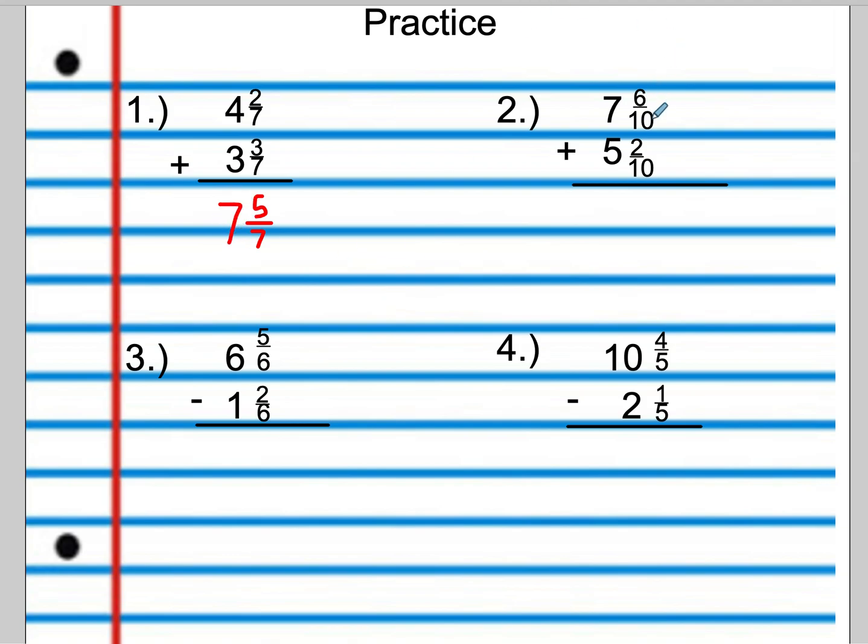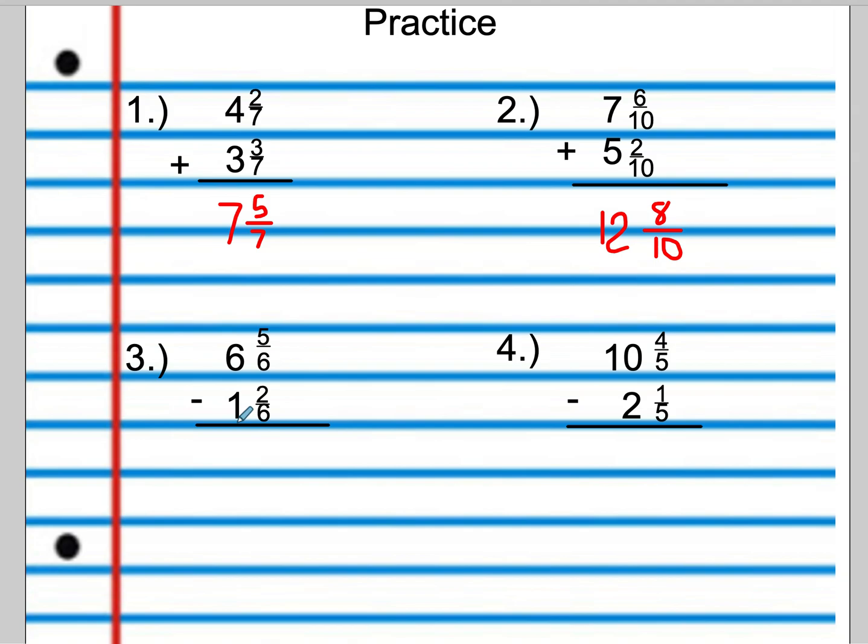Number 2, I have common denominator, so yes, I can add. So if I have 6/10 and 2 more tenths, that would get me 8/10. And the whole number, separate from the fraction, 7 plus 5 gets us 12. 12 and 8/10.